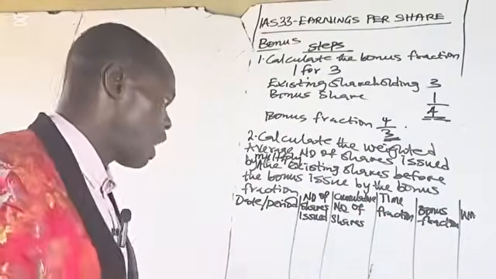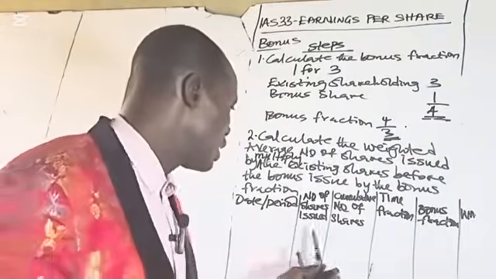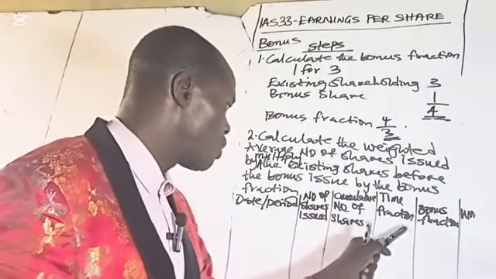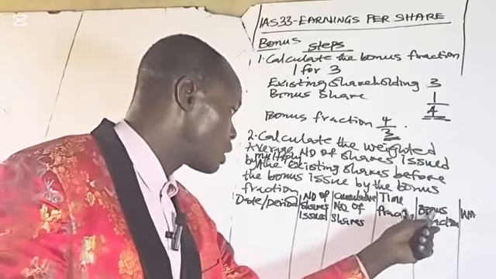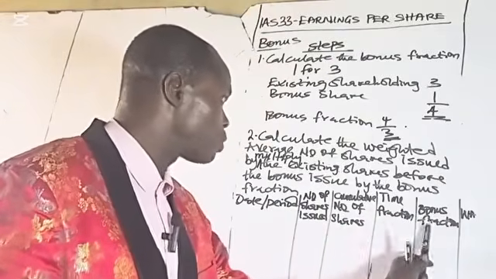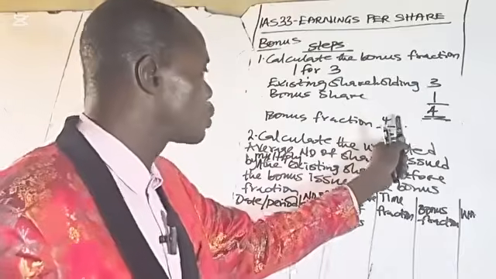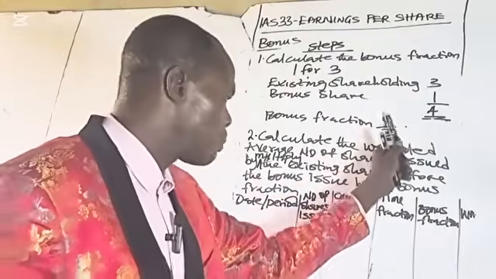So this is the table that will be used. The difference between this and the earlier one, where issues are made at the market value, is to multiply the existing shares by the bonus fraction. I've explained how to calculate the bonus fraction in step 1.